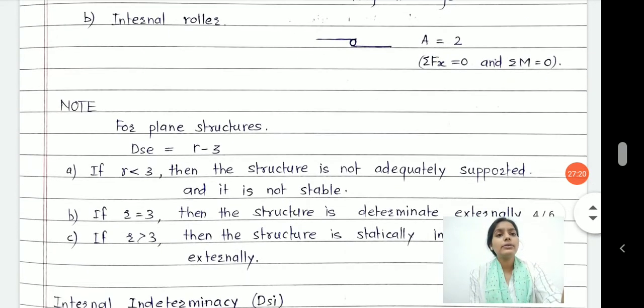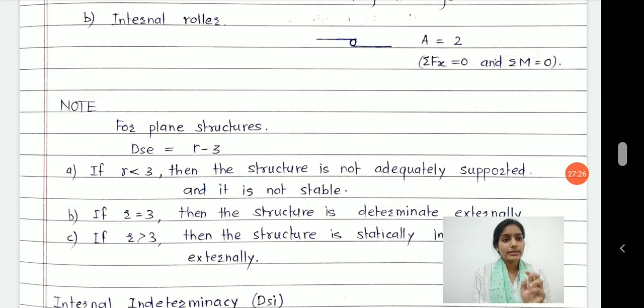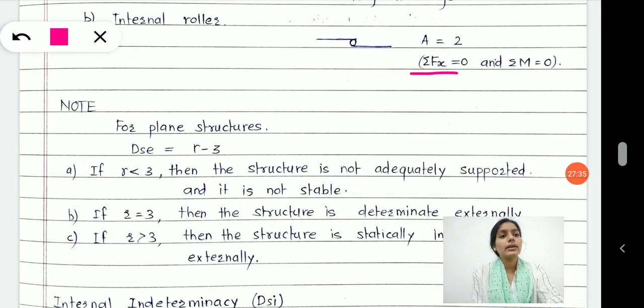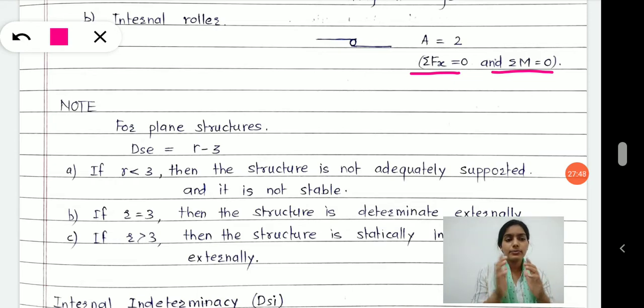Next is the internal roller. For an internal roller, how many equations? 2. An internal roller is always provided with 2 additional equilibrium equations. What are those equilibrium equations? Summation Fx and summation of moment, irrespective of how many members are joined with that roller. Mostly rollers connect 2 members, but irrespective of how many members they join, they always carry 2 additional equilibrium equations. One is summation Fx and the other one is summation of moment equals 0.